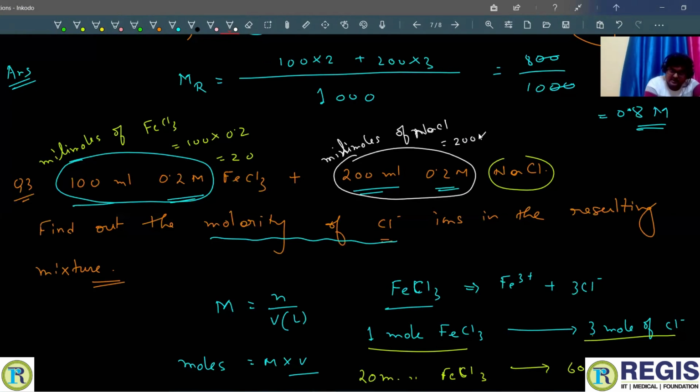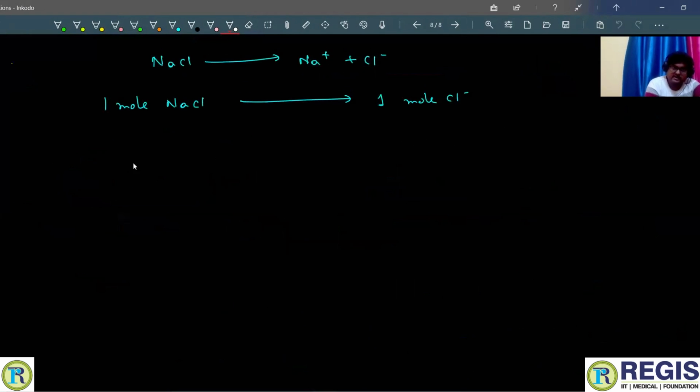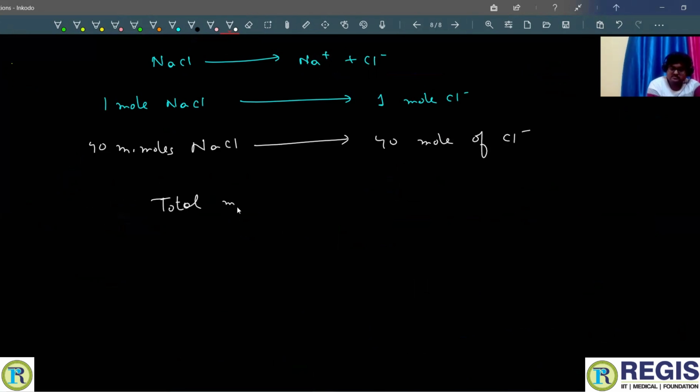Which is 200 into 0.2, that means 40. Okay. So from here we can write 40 millimoles of NaCl. It gives 40 millimoles of Cl minus. Now what will be the total millimoles? Total millimoles of Cl minus is equal to 60 plus 40. That means 100 millimoles.